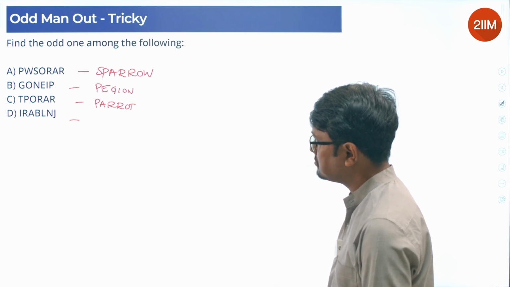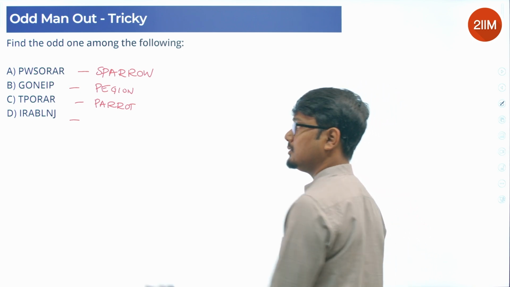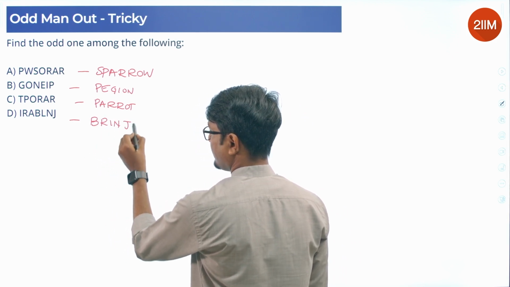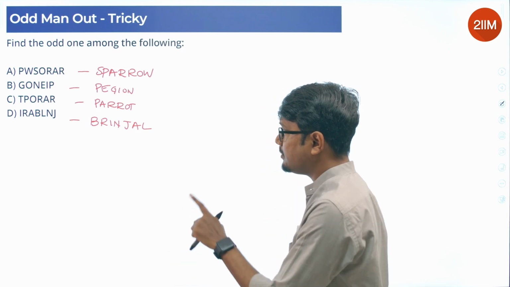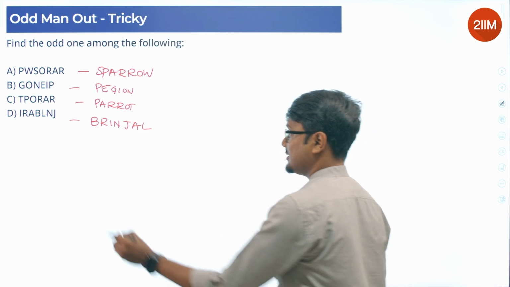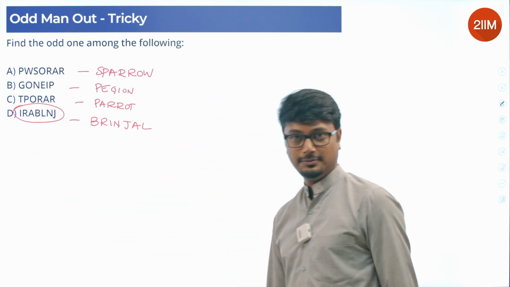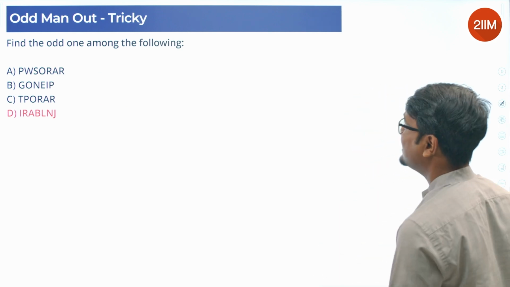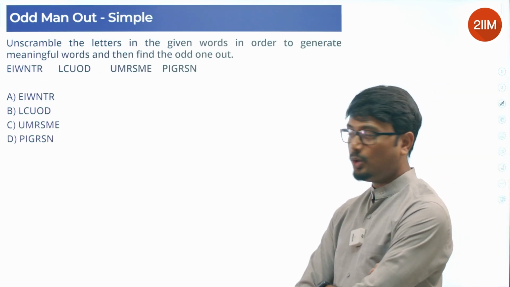Parrot, okay. And what should this be? RABLNJI. Huh. Is it not brinjal? So BRINJL. Okay. So we need to find the odd one out. It's obvious. Option D should be the odd one out. The answer is brinjal. Option D. That's the right answer.